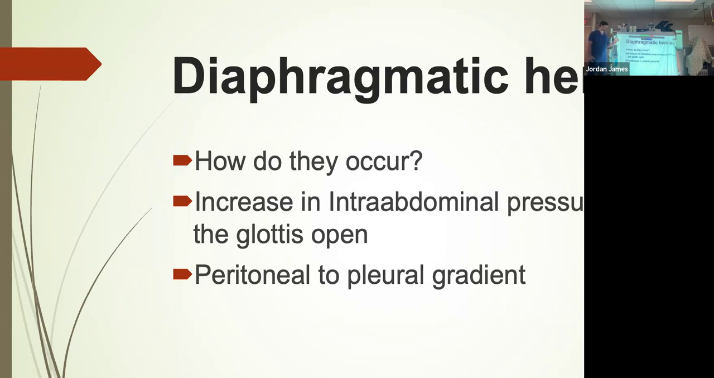There is a peritoneal, which is your abdomen, to pleural, which is your thoracic cavity, gradient. That's usually around 5 to maybe 20 centimeters of water. When dogs experience a diaphragmatic hernia, it can get up to like 100 centimeters of water. So it's pretty significant compression that needs to happen for that to be able to herniate through.